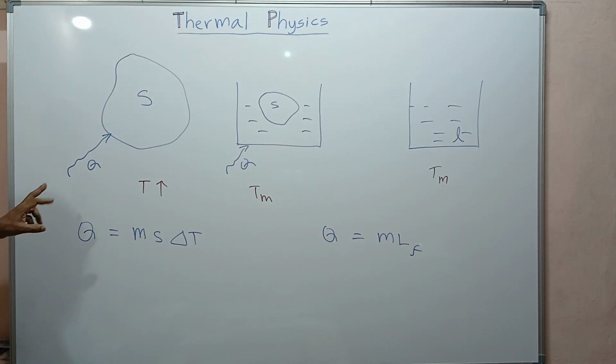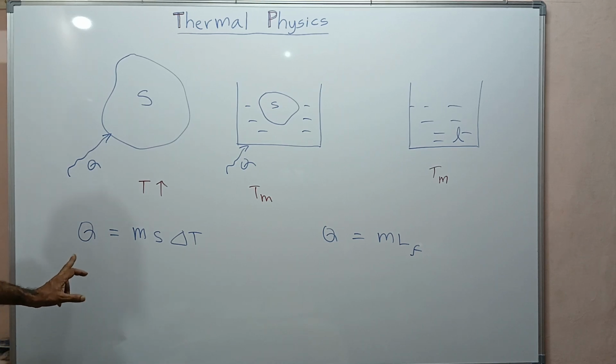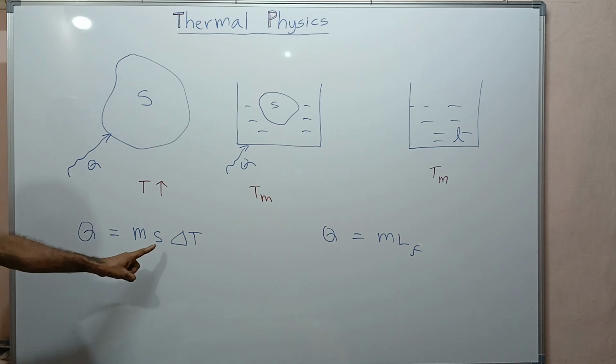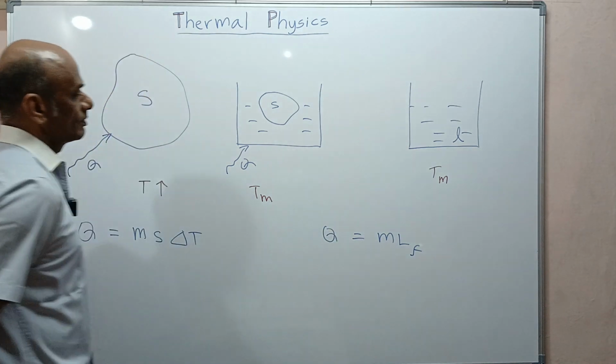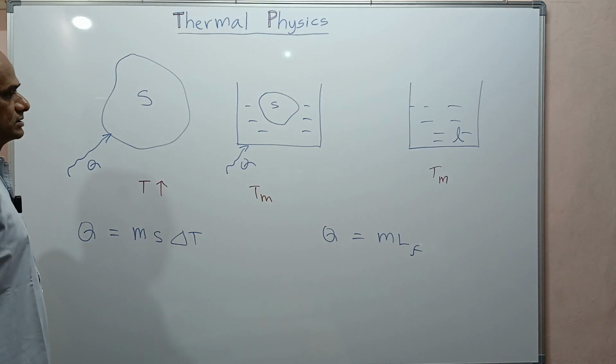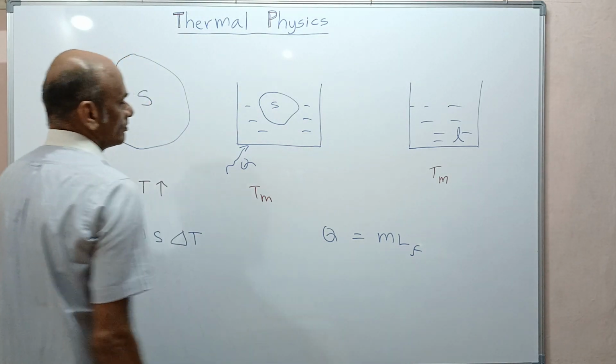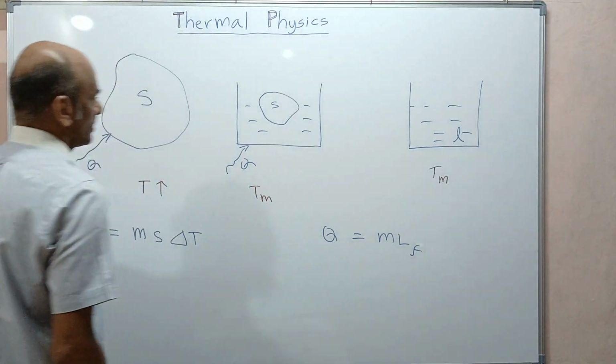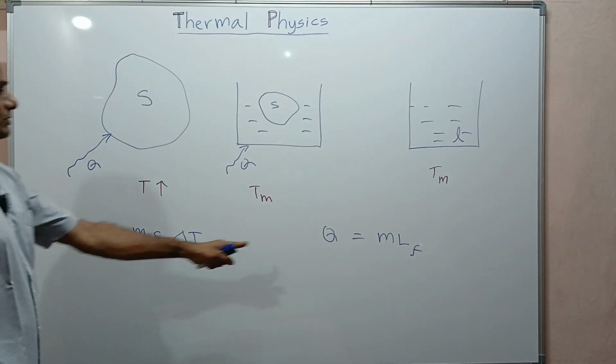So for a solid, when heat is added, the amount of heat added is proportional to the temperature rise and also the amount of mass, and the constant of proportionality is the specific heat of the substance. And when a phase change is happening, here melting, solid to liquid, there is no temperature rise. So the amount of heat is proportional to the mass and is given by this formula. These are the two formulas you have to remember.